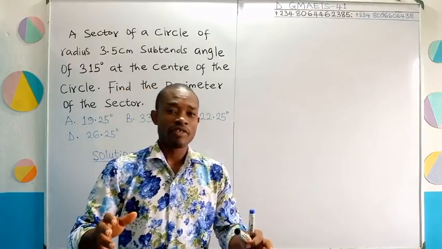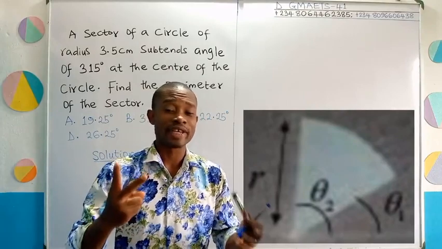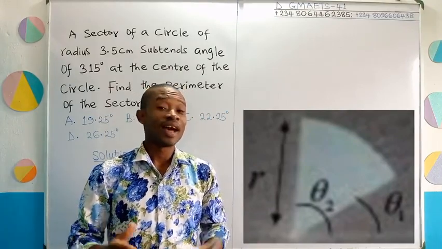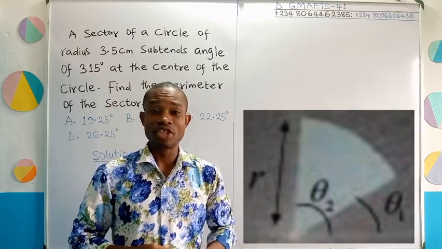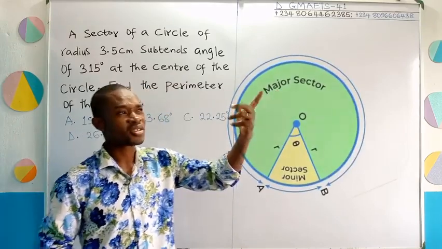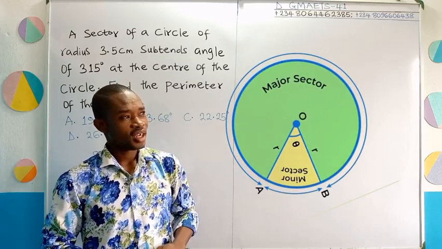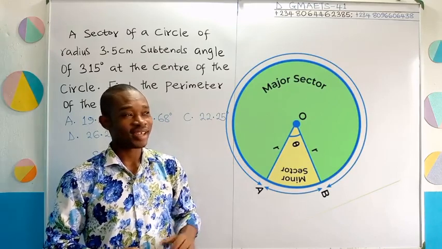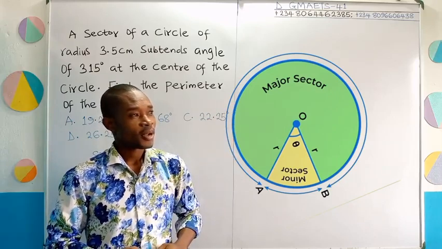The sector of a circle is a part of a circle that is made up of two radii and one arc. Now the arc can either be a minor arc or a major arc. You can take a look at the screen and see this circle with a sector showing there, and of course the sector subtends an angle at the center of the circle.